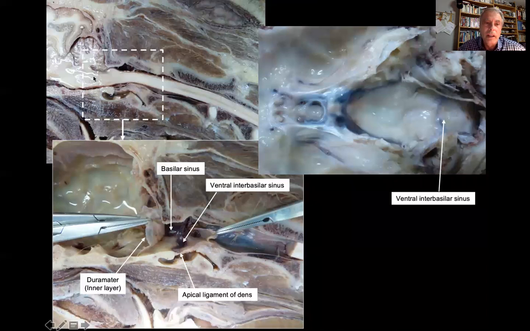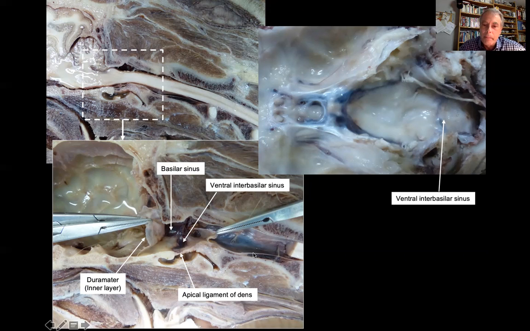Again, we go back to dissection. This is a sagittal section. This is the occipital bone, the atlas, the dens of the axis, right? And now what we are going to do is remove the encephalon and part of the spinal cord. And now with the forceps, we are removing the inner layer of the dura mater. Okay, we are removing it. And we discover something here that is very important for you to remember.